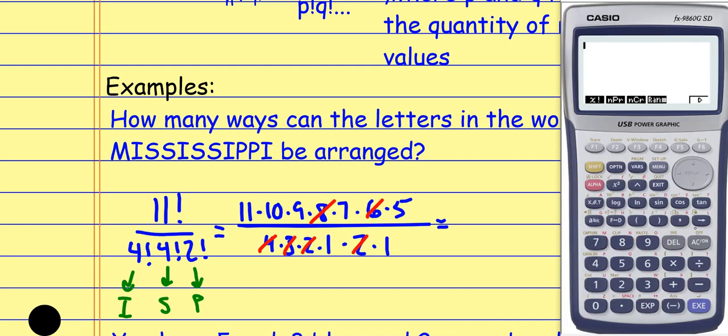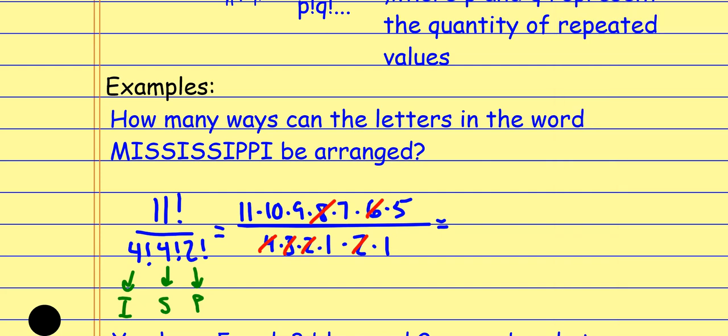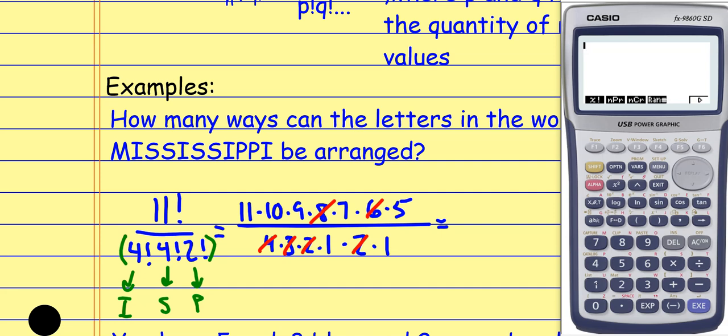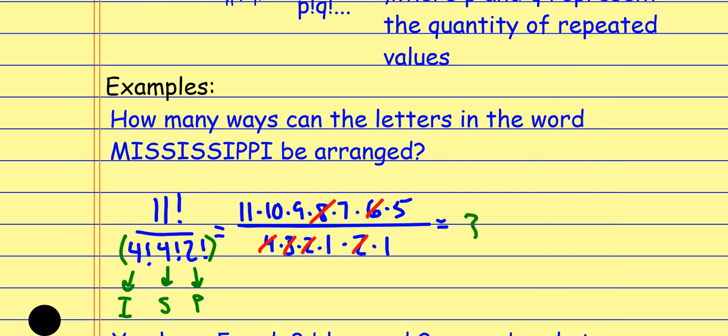Again, you don't have to do all that. If you're going to punch this in all in one shot, make sure you put parentheses around that entire denominator, so that you can punch it right into the calculator. Let me punch this in. So I get 34,650.